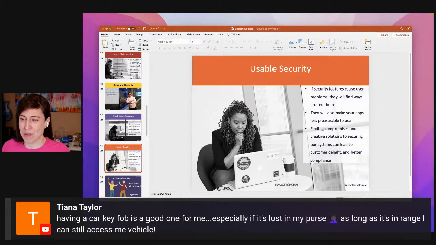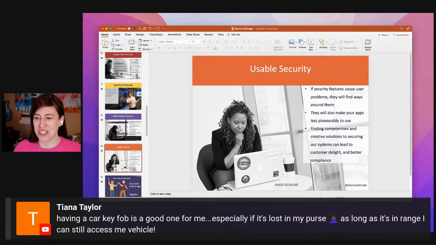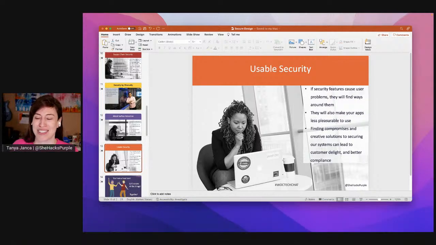Tiana says, having a car fob is a good one for me, especially if it's lost in my purse. As long as it's in range, I can still access my vehicle. Yes, I totally lose stuff in my purse. But it sucks if anyone else gets the fob, however. If you can make the fob so a user would be able to deactivate it easily, then I feel that would be okay. And does the fob open the door, or does it start the car? I have friends that have a Tesla, and it starts the car. And I'm like, yeah, I want more.